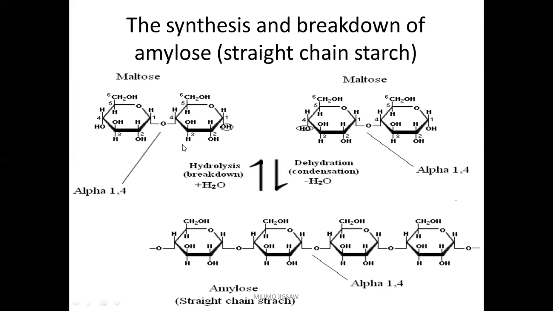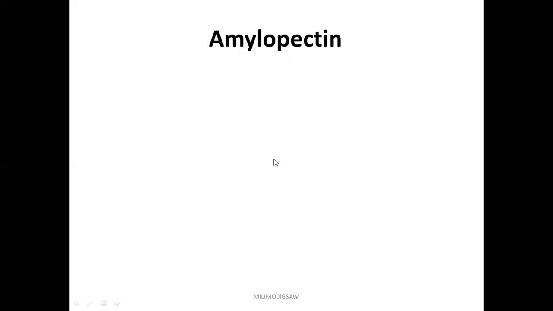So first maltose, and then those maltose molecules join to form amylose. So when there's hydrolysis of amylose, we're going to have maltose molecules, and then with further or complete hydrolysis, we're going to have alpha glucose molecules.